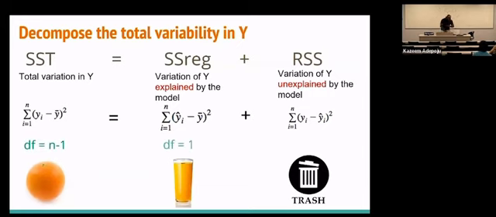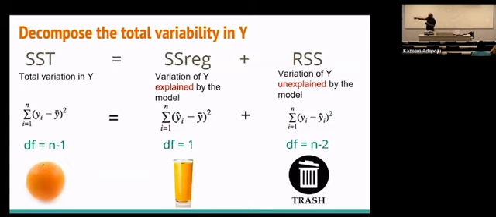Okay, so some of you might have seen that formula that I'm displaying before. That is the formula to get the total variation around the dependent variable, the formula for the sum of square regression, and the formula for the residual sum of square. Okay, I want you to take note of all of that.